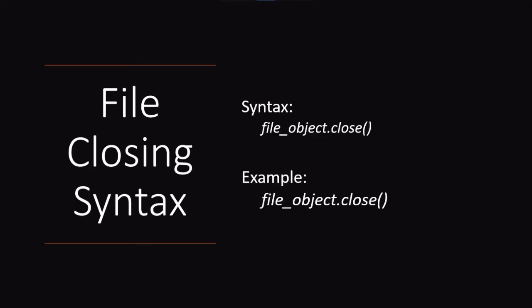Let's now see the syntax for the close method. It's very simple, we just need to call the close method on the file object. The close method does not take any argument and does not return anything as well.